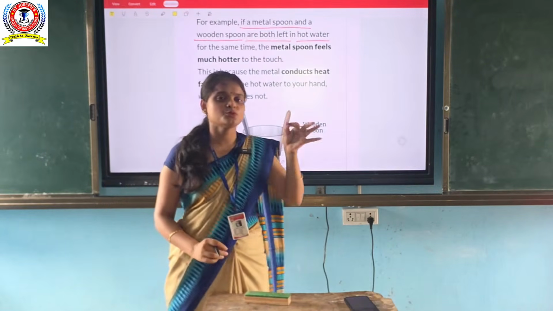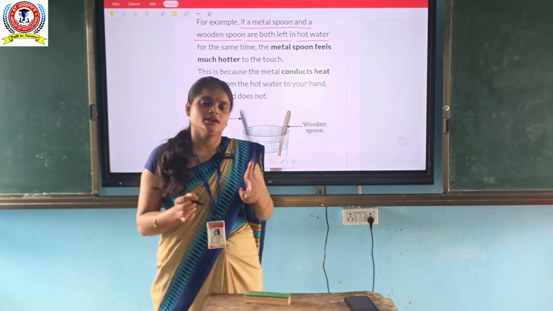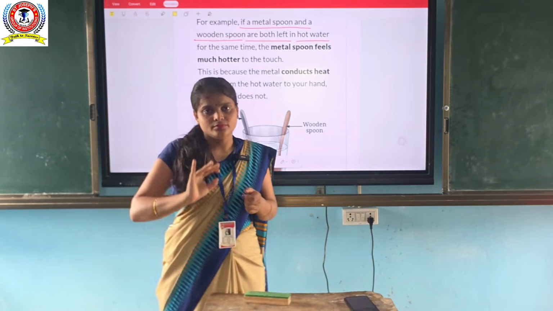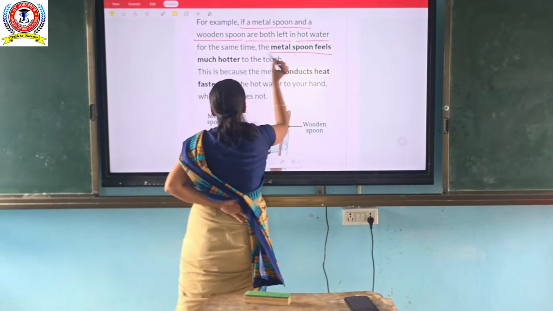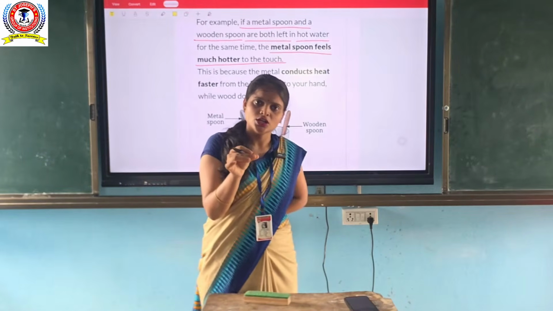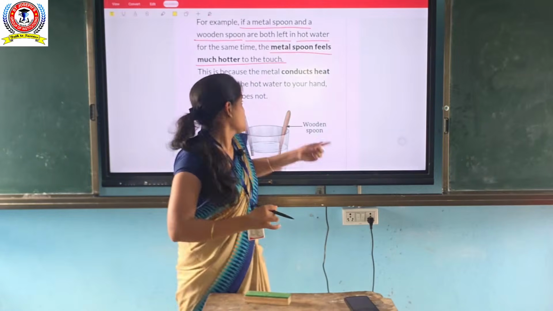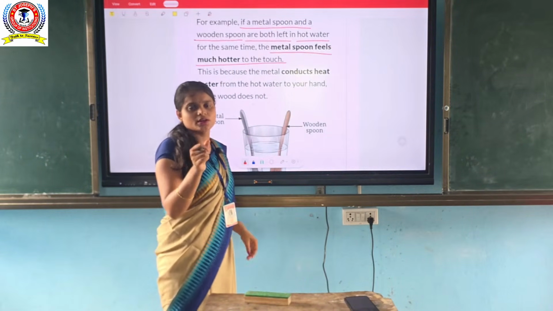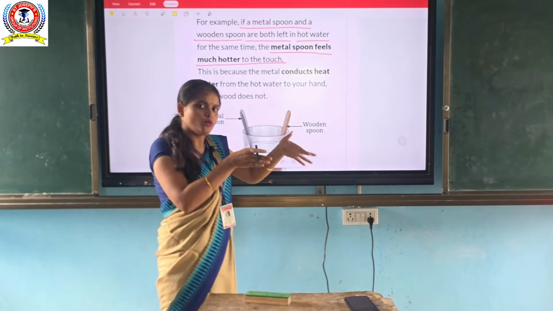If you are given a metal spoon and a wooden spoon, and you put both in warm, hot water, what will you observe? You observe that the metal spoon is much hotter to the touch. If you touch the metal spoon, it is much hotter to touch. The metal spoon becomes hot very quickly compared to the wooden spoon.